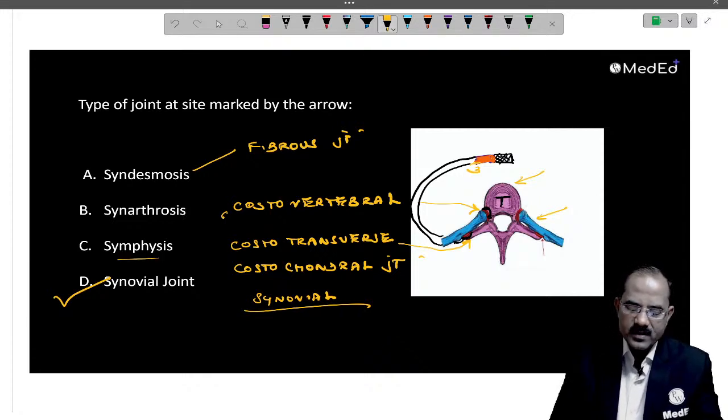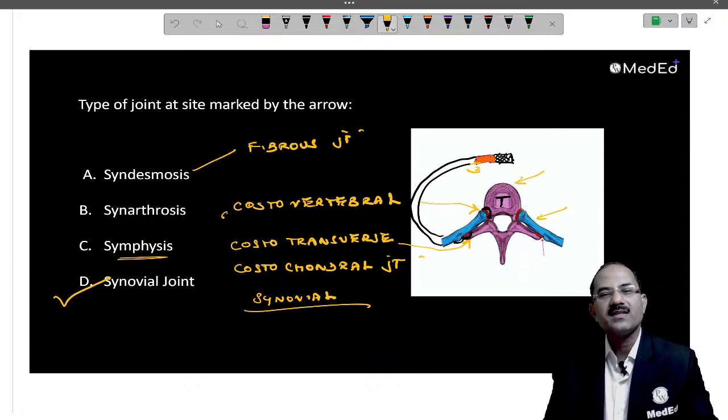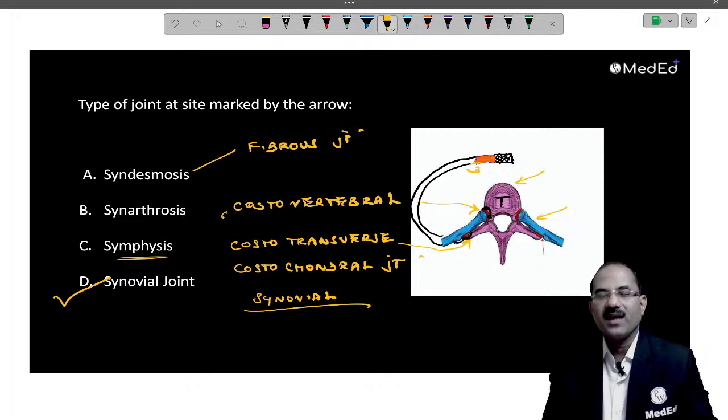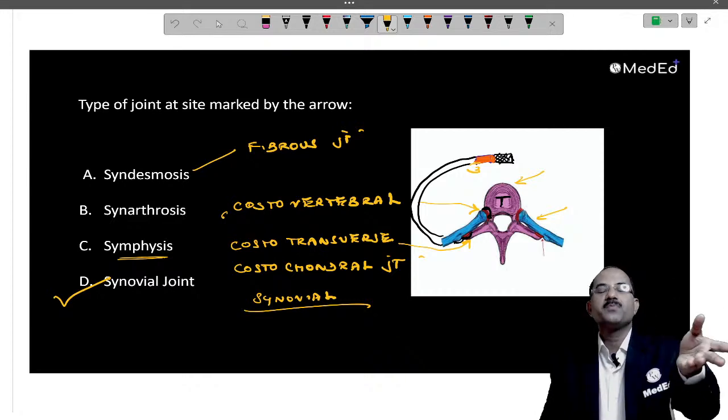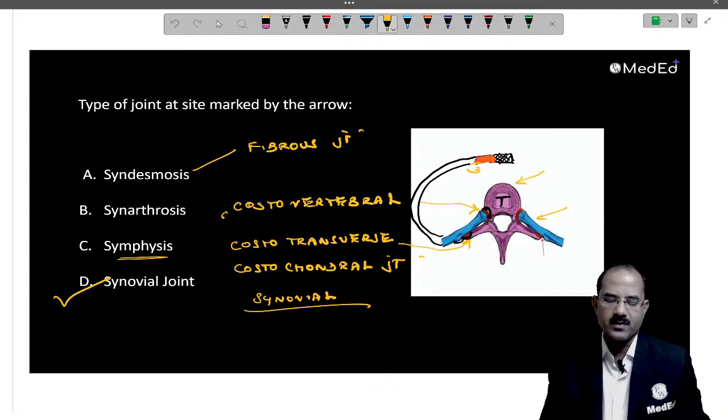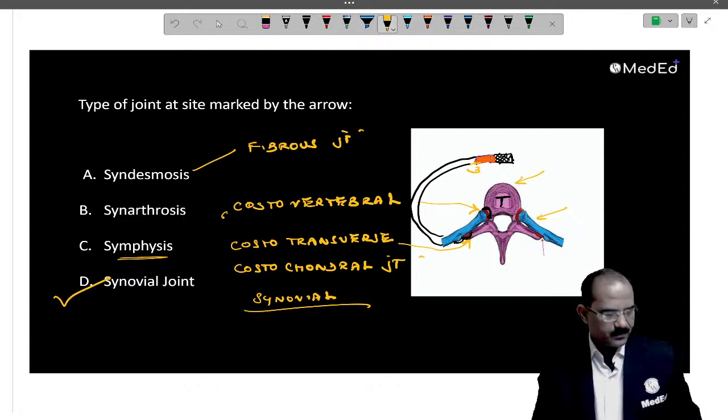What is symphysis? Symphysis is a secondary cartilaginous joint. The primary cartilaginous joint is known as synchondrosis. The secondary cartilaginous joint is known as symphysis. Examples are the pubic symphysis and the intervertebral joints. Clear to all of you? The answer for this is synovial joint.